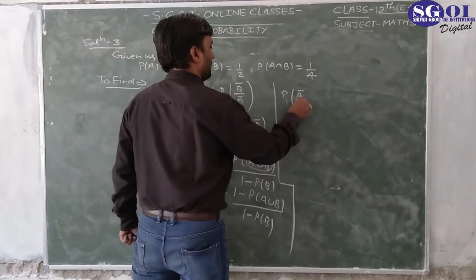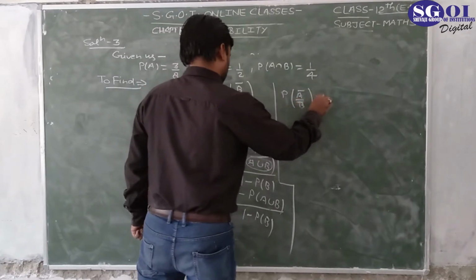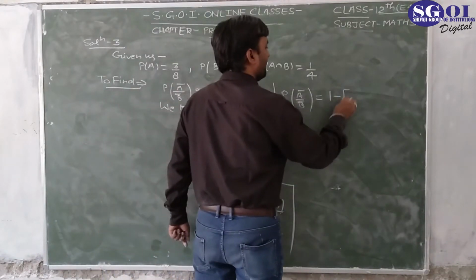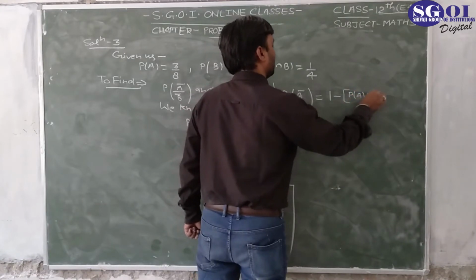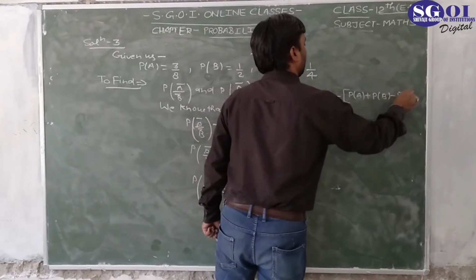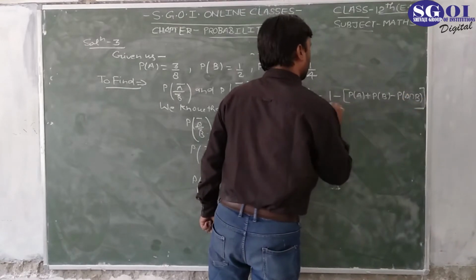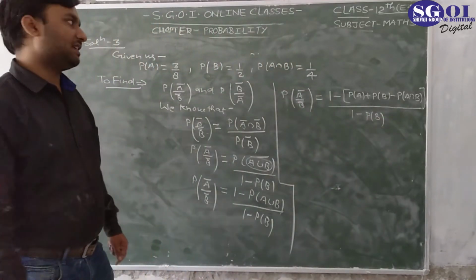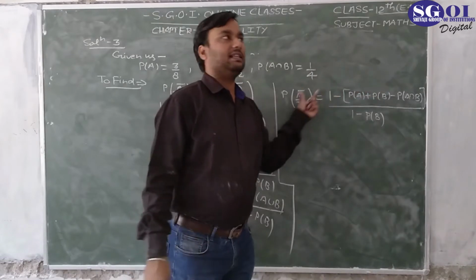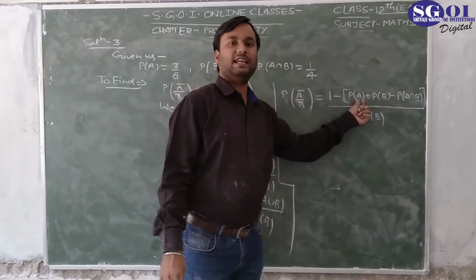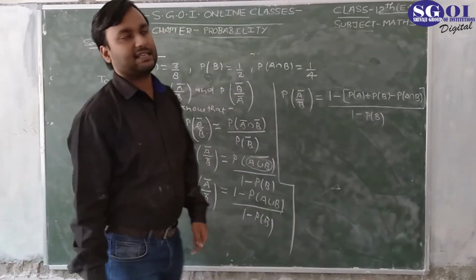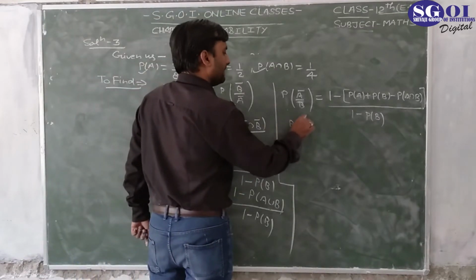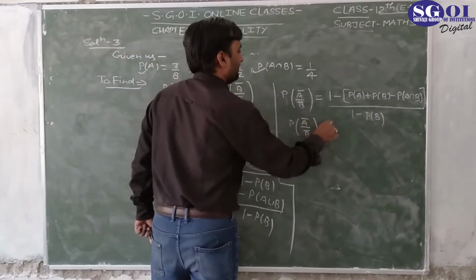Probability of A bar upon B bar is equal to 1 minus probability of A union B, where the formula of probability of A union B is probability of A plus probability of B minus probability of A intersection B, upon 1 minus probability of B. Now here comes the solution, because I have converted this whole question into probability of A, probability of B and probability of A intersection B, and the values of these probabilities are given to us. So now the problem can be solved if you calculate correctly.